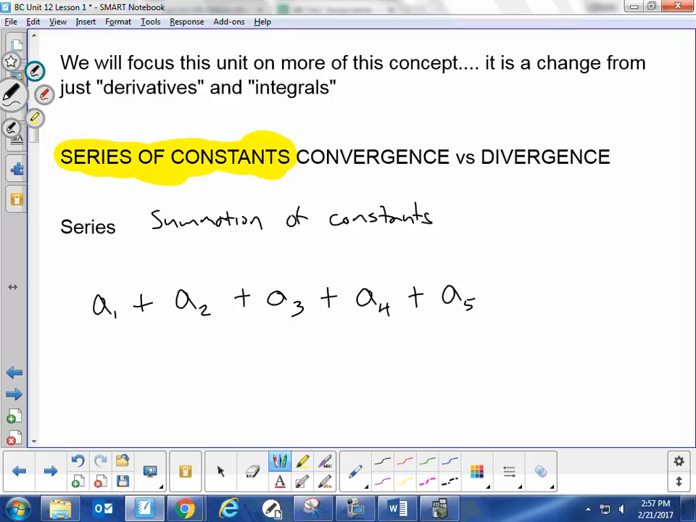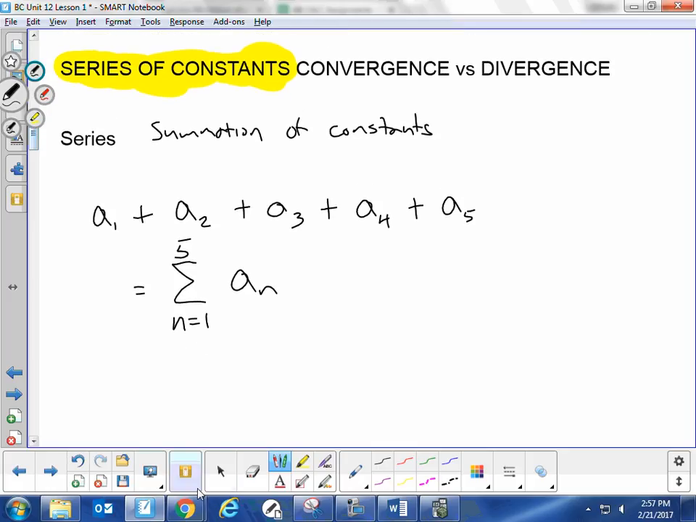We will be using frequently summation notation, which we need to be familiar with. I would write this as the sum of a bunch of A's, I denote them as A sub N's, where N is going to start at 1 and go to 5. This is how we write summation notation for this example.